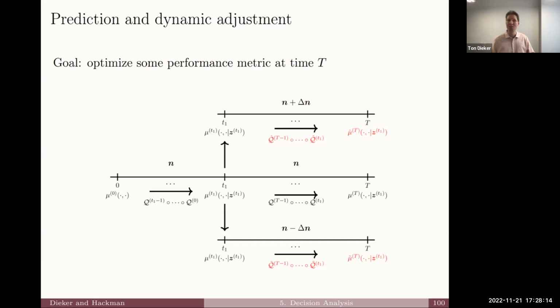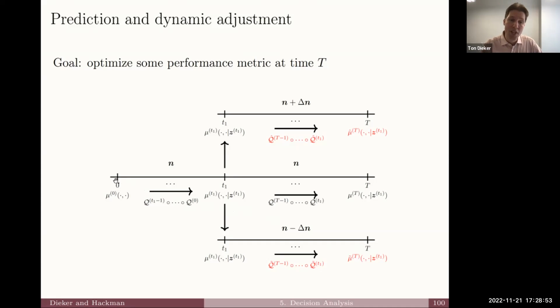Now you can also use QPLEX for prediction and dynamic adjustment. Here's an example where at time t1, we are getting the information, data, the count vector zt1, and let's say the initial capacity levels n have been specified. Then we have the option to increase, decrease, or keep the capacity the same. When we apply the appropriate QPLEX maps going forward, this allows us to calculate the performance metrics at time capital T and make the optimal decision.